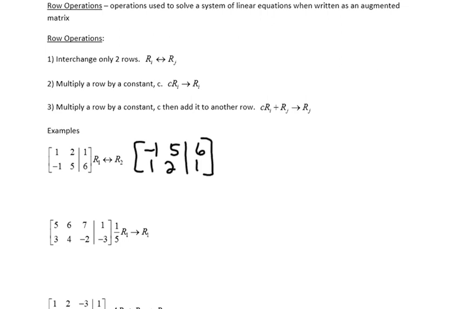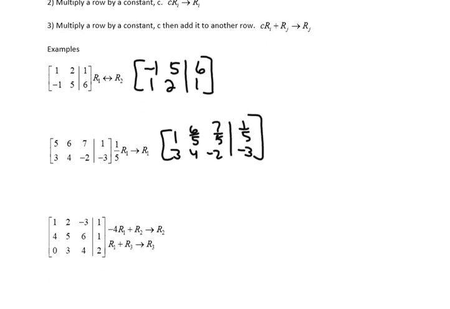Now, for the next one, what is that telling me? I'm going to take every single element in row 1 and multiply it by 1/5. So 1/5 times 5 is 1. 1/5 times 6 is 6/5. No decimals, always fractions. 7 times 1/5 is 7/5. And 1/5 times 1 is 1/5. Notice I'm not doing anything to row 2, so I rewrite it exactly the same. There's my new matrix.